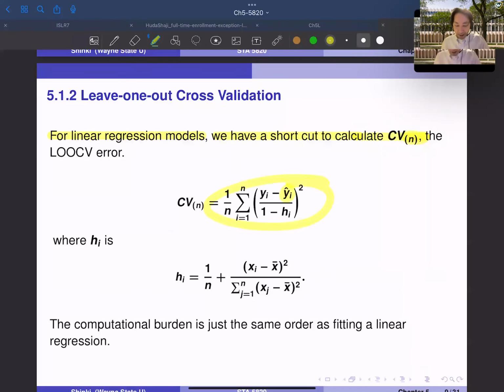All yi hat is estimated by just all observations, all training observations. But we have some denominator here, 1 minus hi. So we inflate this a little bit. hi is a positive number. Then we can calculate the cross-validated error here.